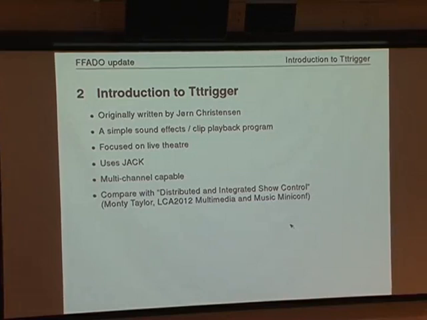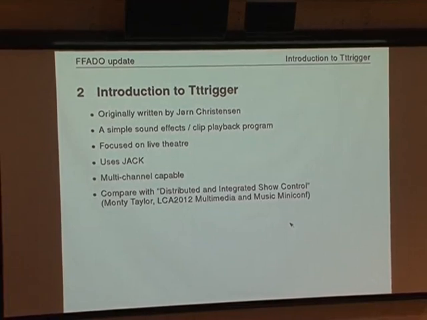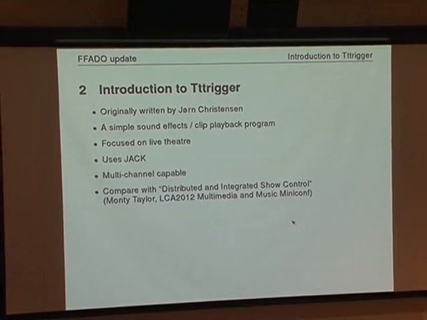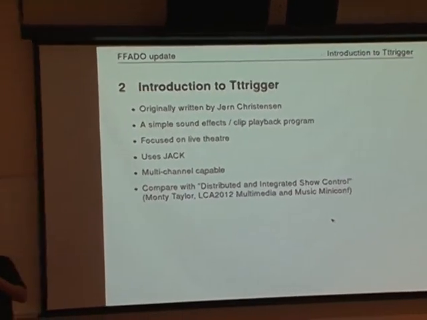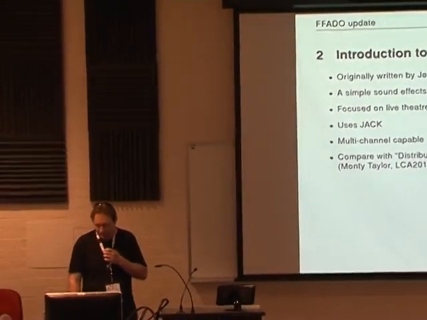TT Trigger allows you to connect a given clip to particular Jack channels. So if you've got a multi-channel output card, you can have one clip that goes only to the front channels and another clip that only goes to the back channels. Or you can have a clip that's connected to all five if you've got a full surround sound clip that you want to play. Again, quite useful for certain types of theatre.